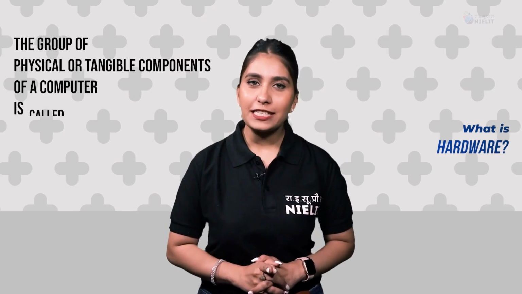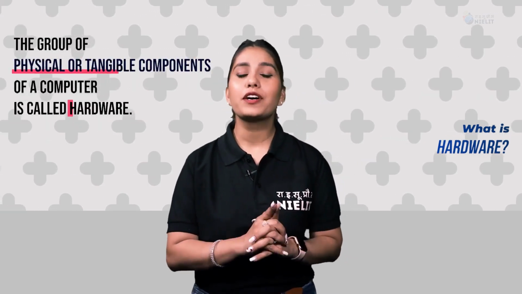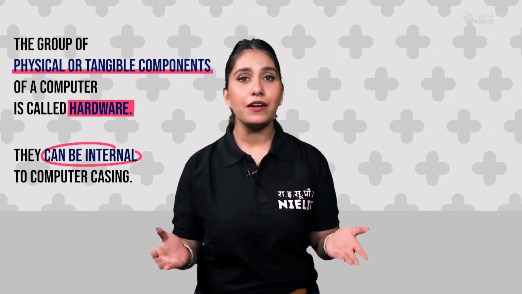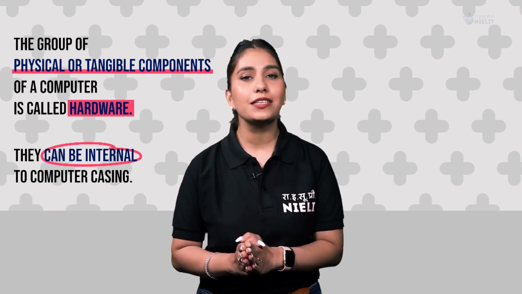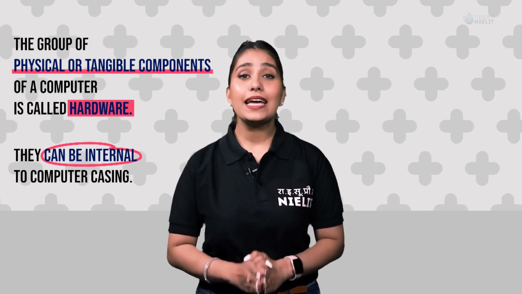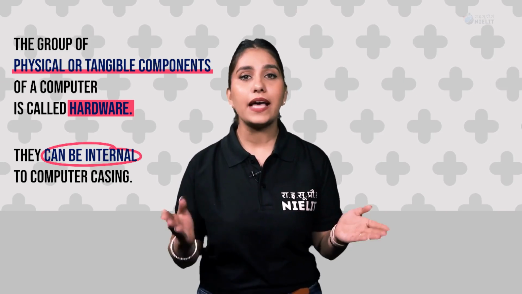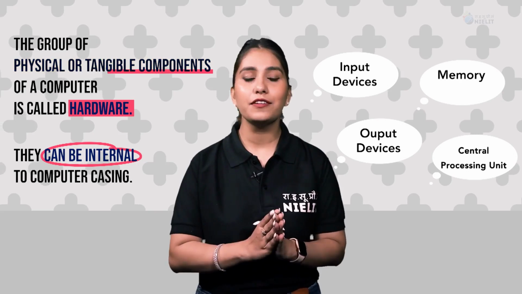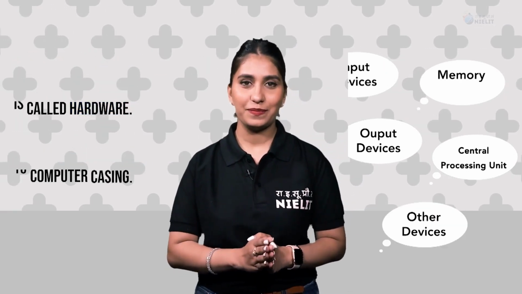In today's video, we will be discussing the basics of hardware and software along with their components in brief. The group of physical or tangible components of a computer is called hardware. You may not be able to see all the hardware devices because they can be internal to the computer's casing. It includes input devices, output devices, memory, central processing unit, and other physical parts of the computer system.